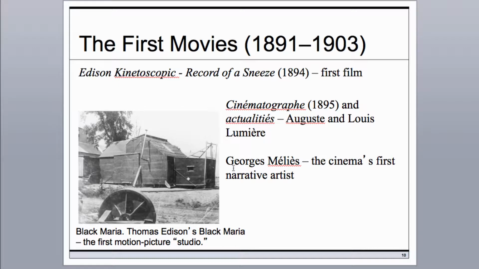And then, as we've mentioned, Georges Méliès, the cinema's first narrative artist, where he actually created fantasy films based on storylines on a stage to show the impact of film. Black Maria, as I pronounce it, is the first known studio, done by Thomas Edison, and it was made dark so they could capture the images better. And so that's the very basic beginning of film in the 1890s.